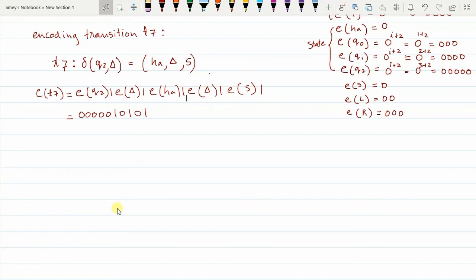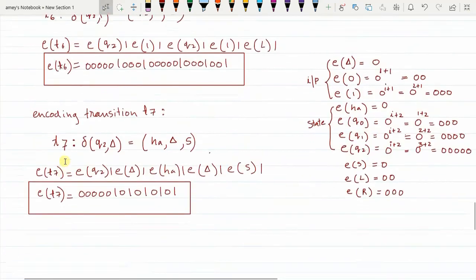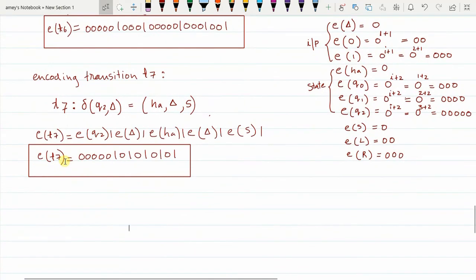Encoding of delta gives you a single 0. Then encoding of stationary moment also gives you a single 0 separate with 1. So this is the smallest value, I think. Encoding of T7. So these are the different encoding values. So now we have to do encoding for the Turing machine.